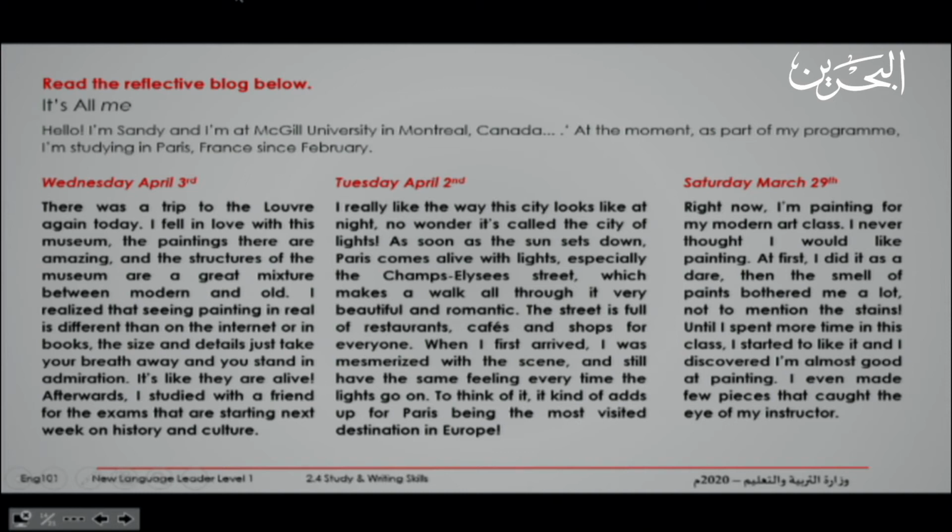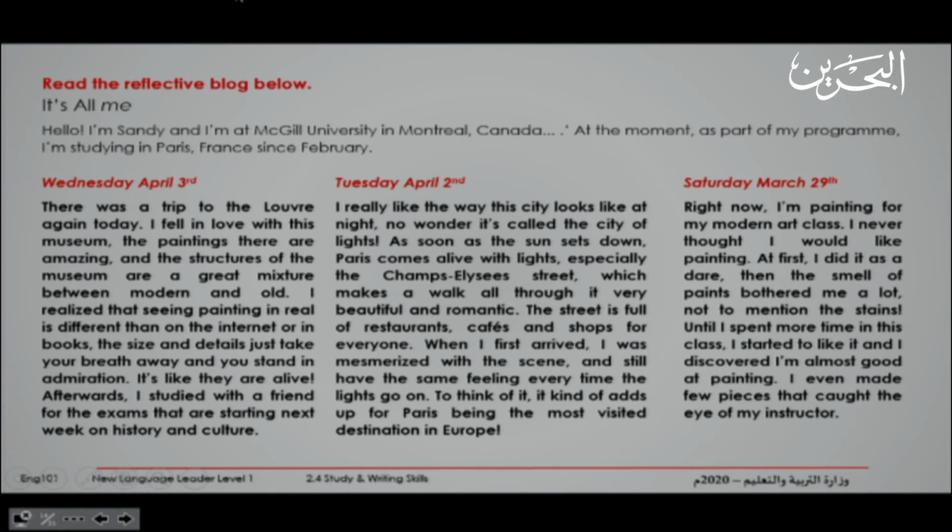The paintings there are amazing, and the structures of the museum are a great mixture between modern and old. I realized that seeing painting in real is different than on internet or in books. The size and details just take your breath away and you stand in admiration. It's like they are alive. Afterwards, I studied with a friend for the exams that are starting next week on history and culture.